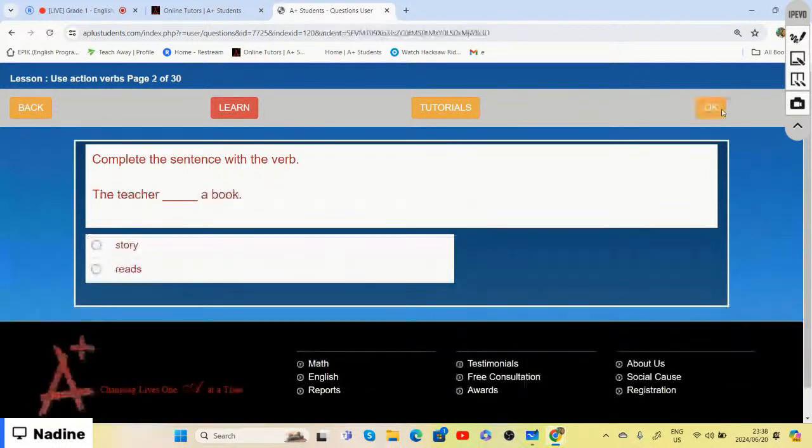Guess is correct. Do we say the teacher story a book or the teacher reads a book? We need to select the correct verb to complete the sentence.